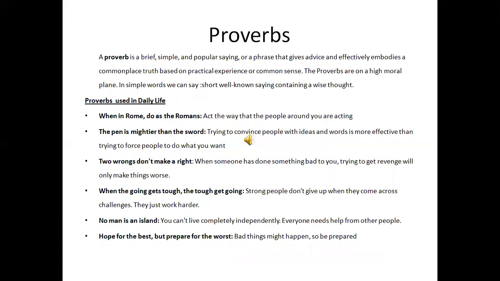The very common one is when in Rome, do as the Romans do. It means that we should act in the way that the people around us are acting so as to be part of them. The other could be the pen is mightier than the sword. It says that we should try to convince people with ideas, rather than forcing them to do something. The others could be two wrongs don't make a right, and no man is an island. Hope for the best and prepare for the worst. They are very commonly used proverbs.